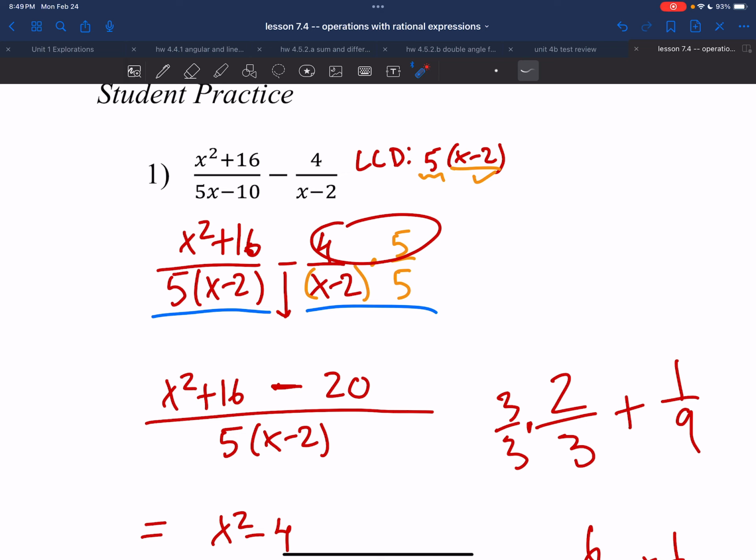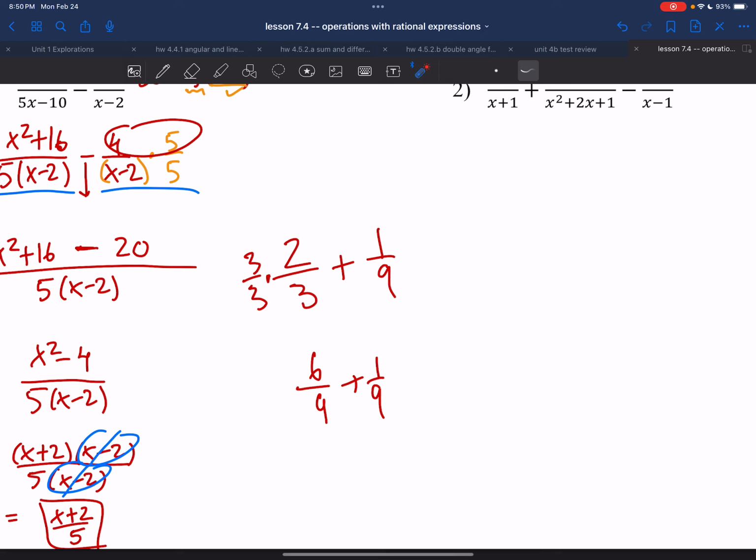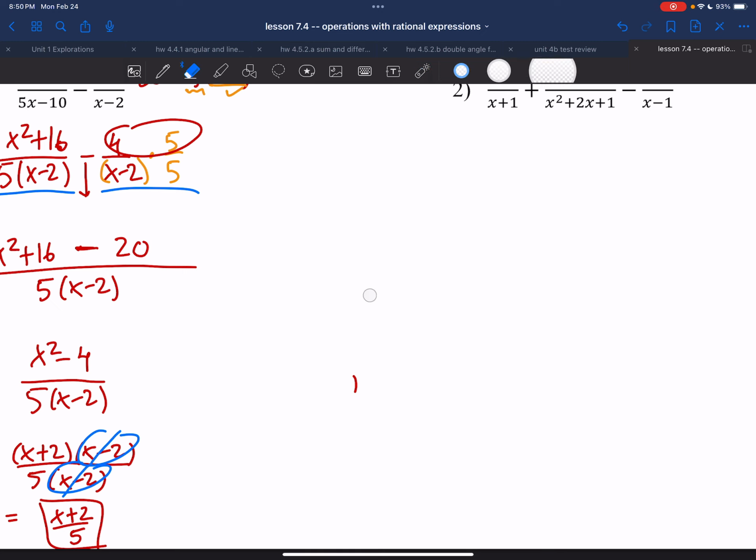He just needed the other one, right? He just needed the 5 over 5, and now it matches. So that's why that kind of works out that way.